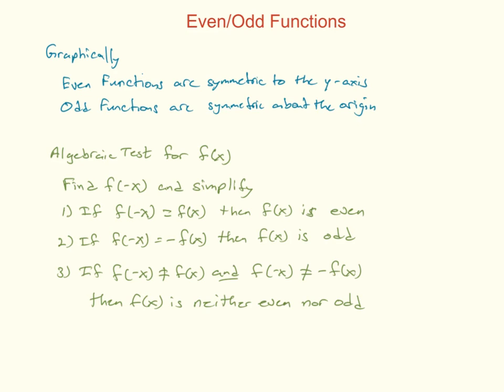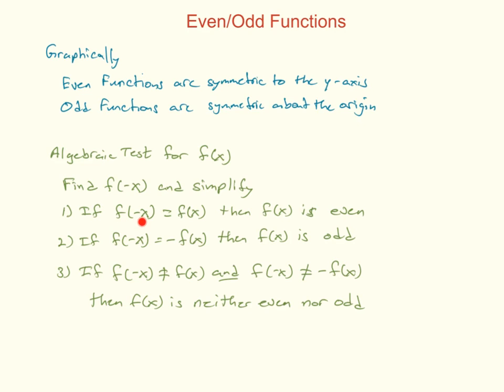So what you're really going to do when you find this, you're going to replace the variable with the opposite of x, with a negative x. All the x's are going to be replaced with an opposite of x, or negative x. And you're going to simplify that. And really one of three things can happen.